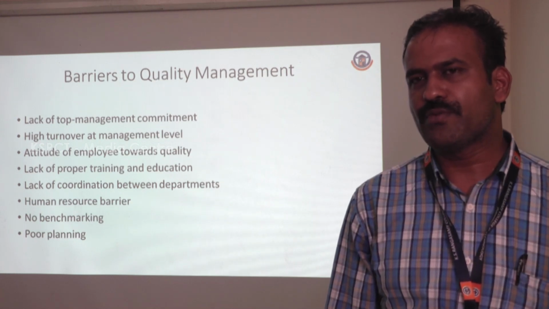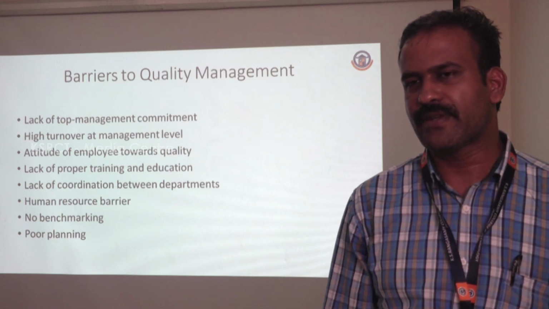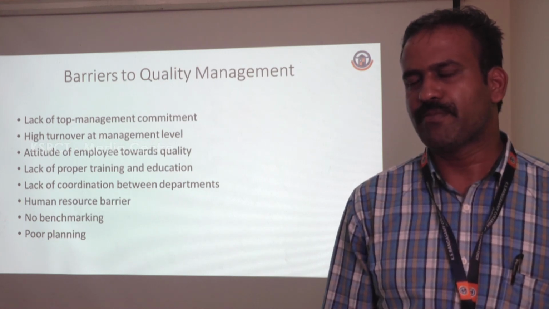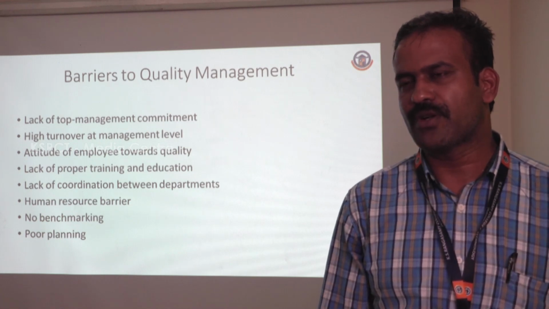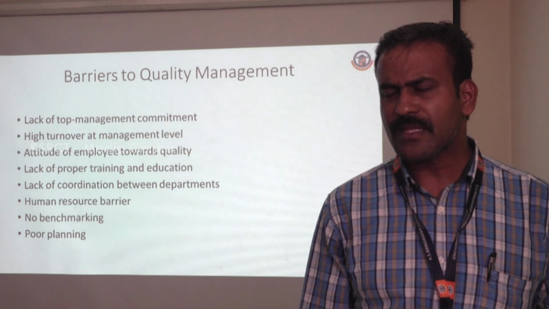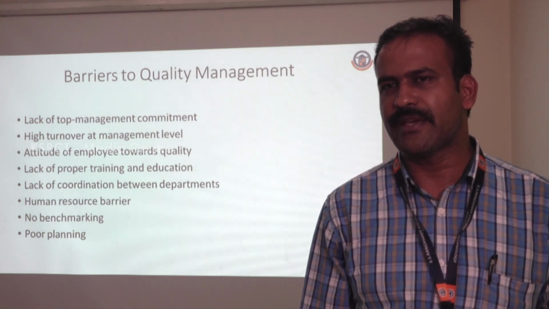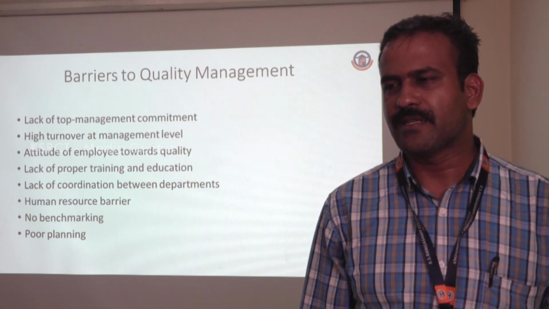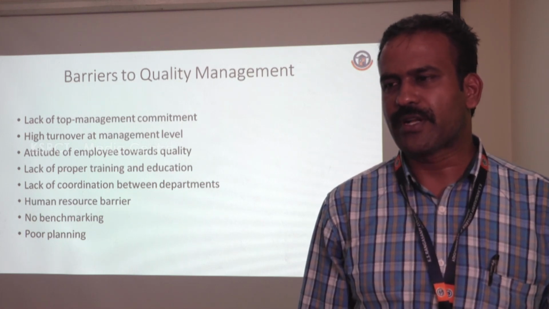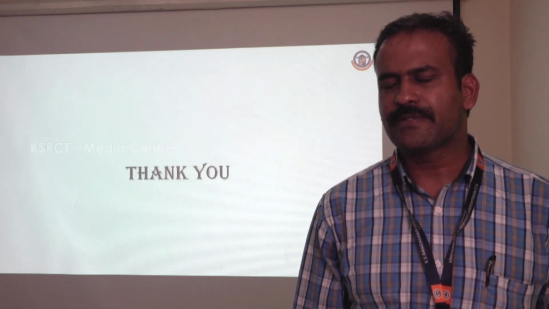Then poor planning and no benchmarking. If you follow any product manufacturing, definitely you take one benchmark. Suppose you miss the benchmark quality achievement, definitely the product will lack quality. Next one, poor planning. Without planning, whatever we make goes toward a bad thing or poor product manufacturing. These are some barriers of quality management.